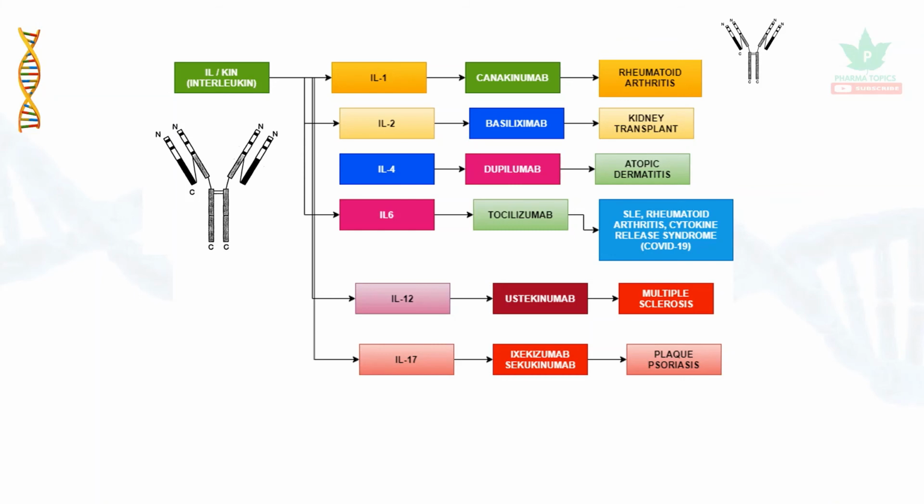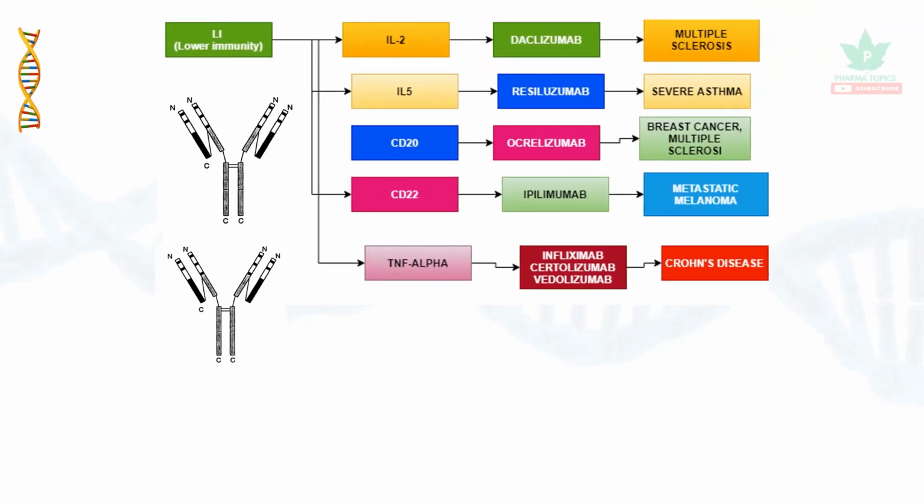It is otherwise given for systemic lupus erythematosus and other autoimmune disorders like rheumatoid arthritis. Ustekinumab targets IL-12. It is given for treatment of multiple sclerosis. Ixekizumab given for treatment of psoriasis, which targets IL-17. The next set is LI, remember that it lowers immunity.